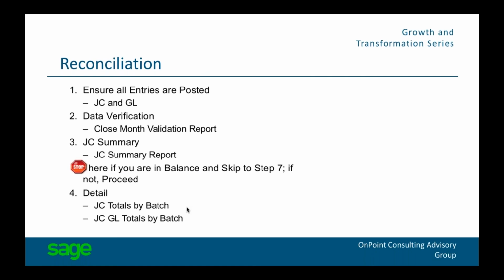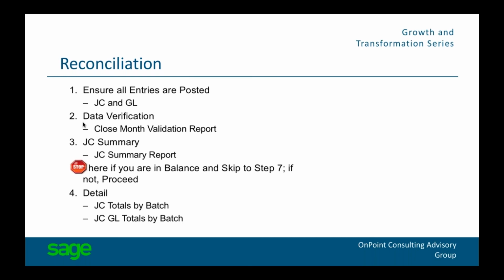So a process on doing a reconciliation, the first thing that you'd want to do is ensure that all entries are posted, and that is for job cost and general ledger. And mainly if there are some things that are not posted, but they're for the next month, we're not worried about those. We're worried about transactions for the month end that you're closing and prior. All of those need to be posted in both job cost and general ledger.